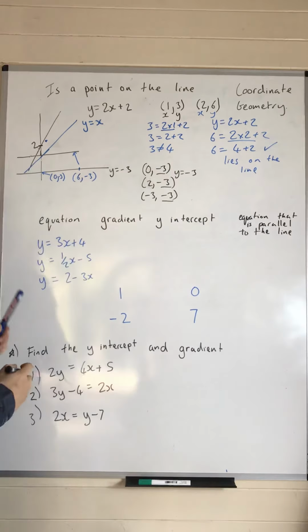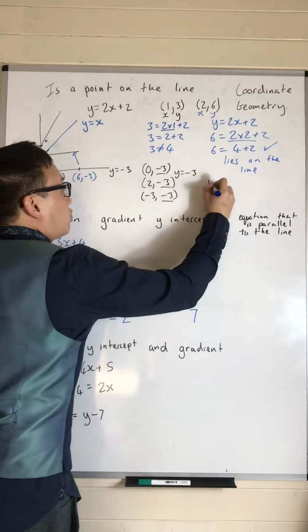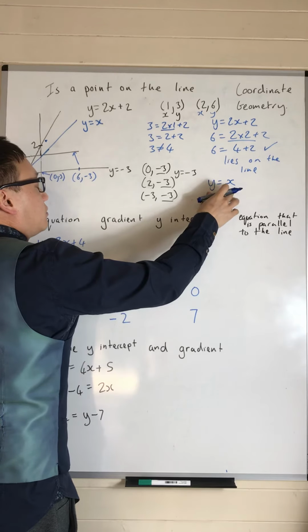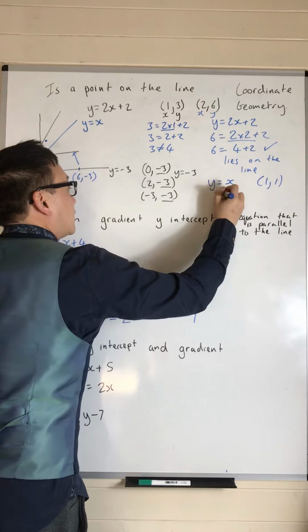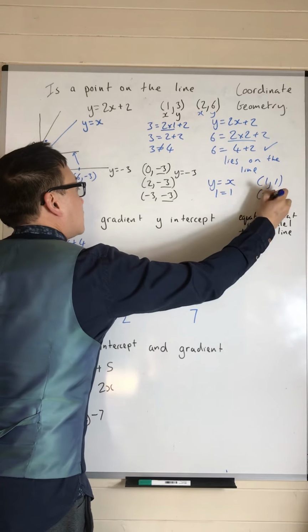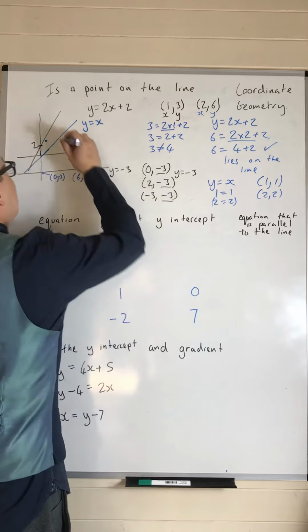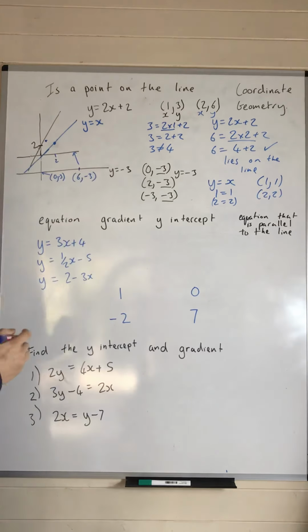Well, what about the line y equals x? That means the only coordinates where this would work are (1, 1), because 1 equals 1, and (2, 2), because 2 equals 2, which will be here. That's all we need to do to find if a point lies on the equation of the line.